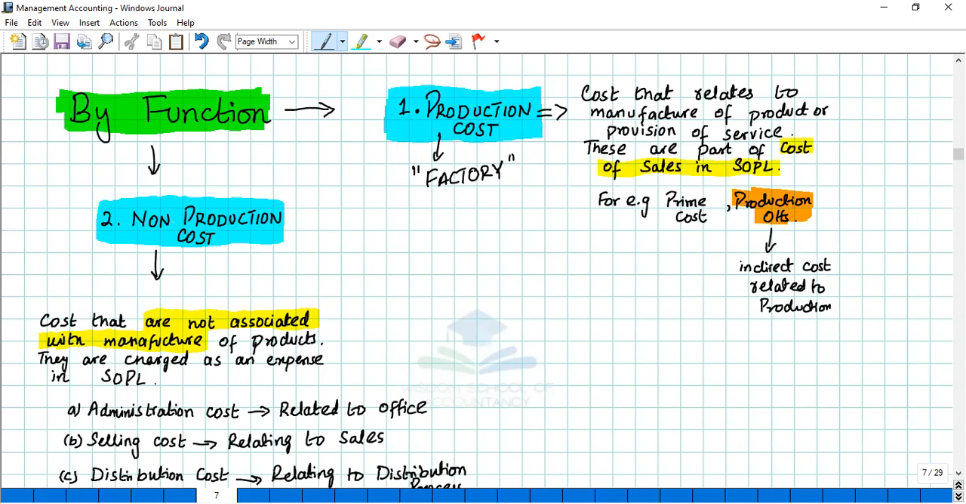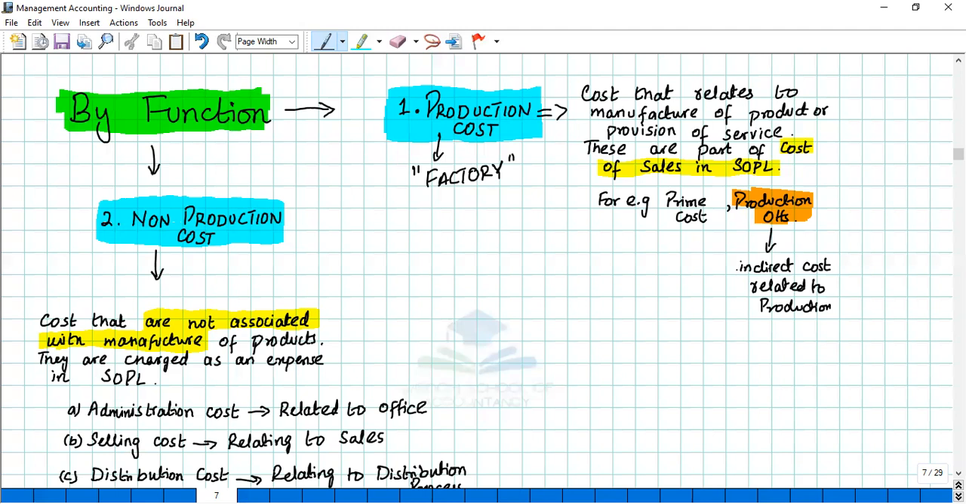So any cost that is related to a factory will be a production cost. Now, what are the examples of the production cost? The first one, prime cost, or all the direct costs. All the direct costs are production costs. It's obvious because they are directly identifiable, so they are incurred in the production, right? So the production cost is prime cost plus production overheads. All those indirect costs that are related to the production will be known as production overheads, and they will also be your production cost.